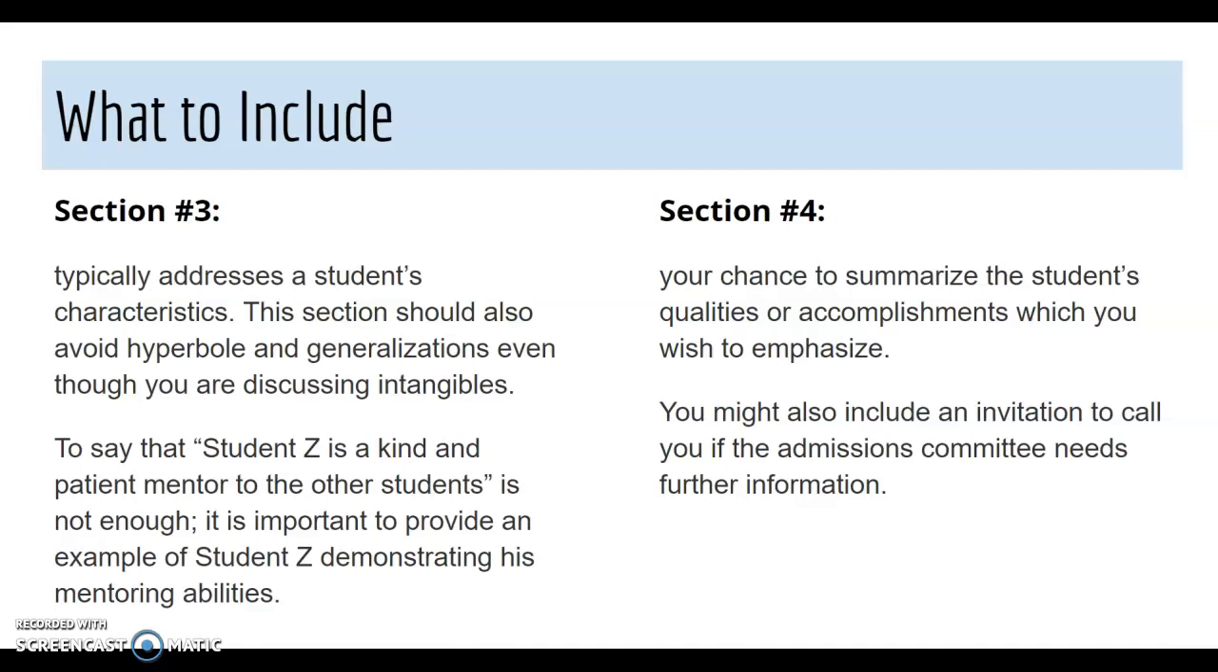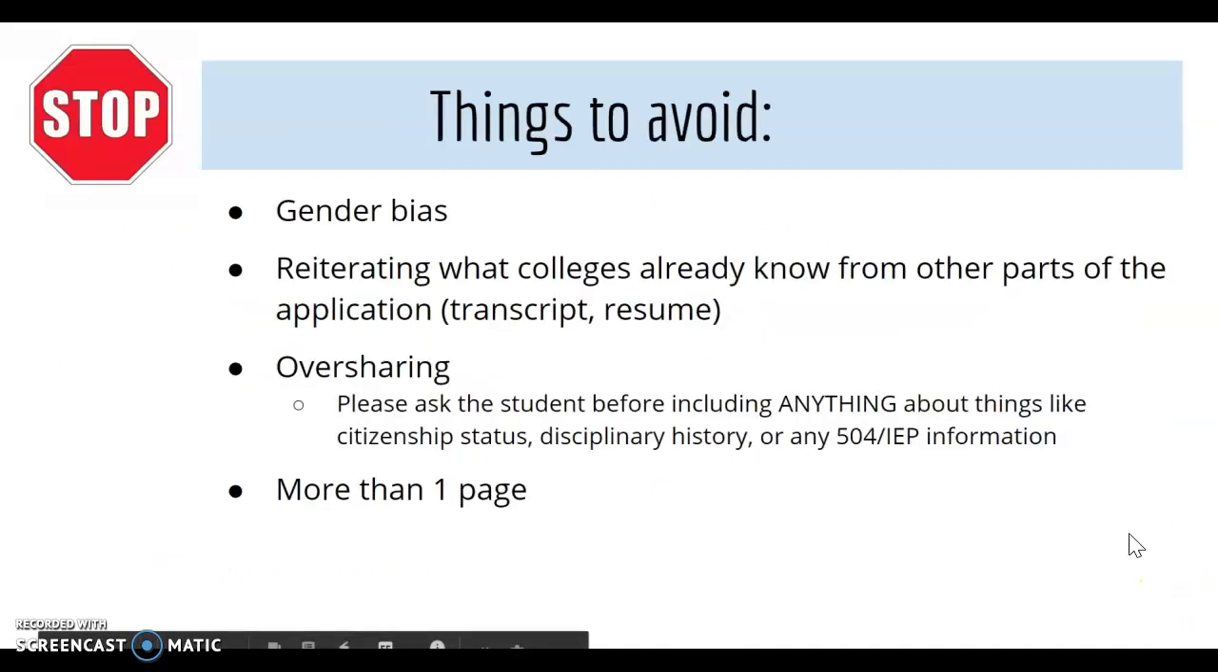For section 4, this is literally where you are summarizing why this college should admit this student. And so you're going to say 1 or 2 lines of, bam, this is what the student is. Please contact me if you have any questions. I stand behind this recommendation. And you close it. Just some things to avoid.